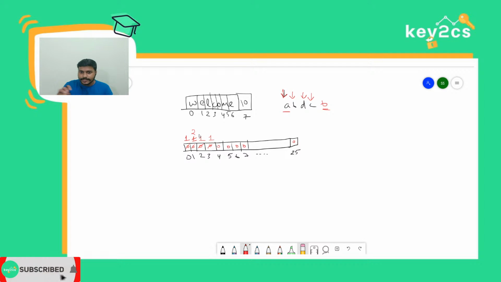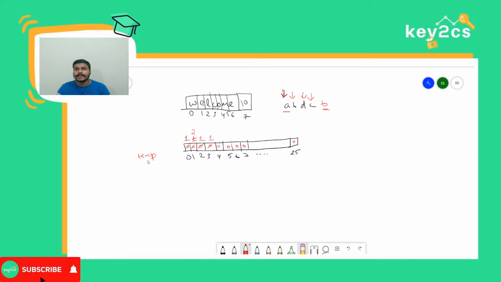So if we scan the whole string and update the second array, finally after the completion of the operation, the data stored in the array represents how many times a particular character has occurred in the string. Directly you can see this array. Let's say this array is something temporary. Let's say the name of the array is temporary.